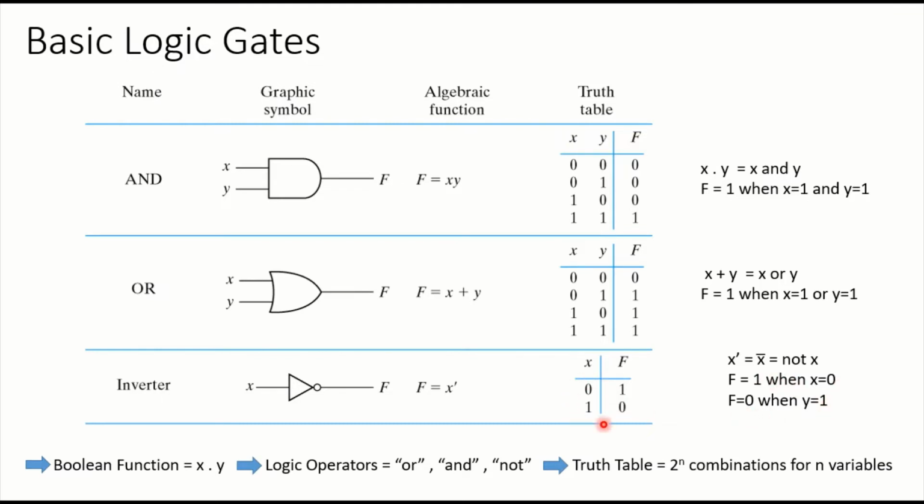We can also see from here, the truth table. We are applying 0, we are getting 1. We are applying 1 at the input, we are getting 0 at the output.